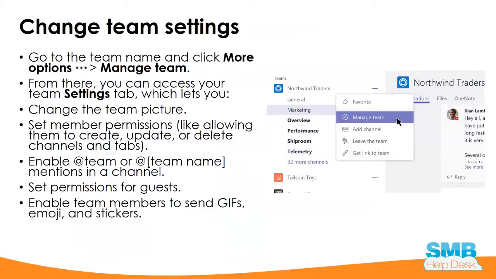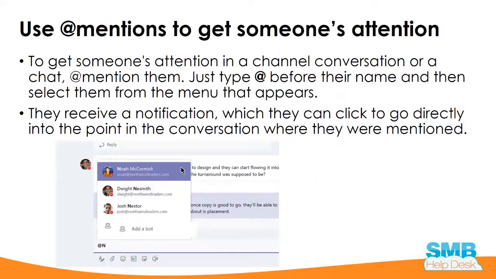You have options of changing team settings. Just like everything else, you have your ellipse, three dots. You can change permissions. You can enable @, which is sort of a tagging, setting permissions to guests, and then you can also enable GIFs, emojis, and stickers.